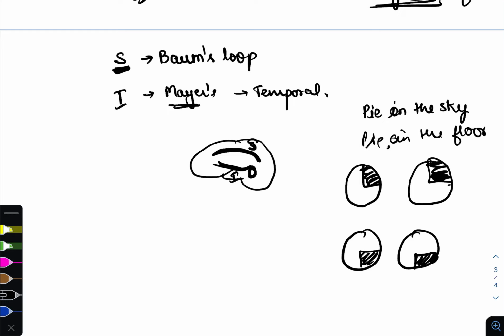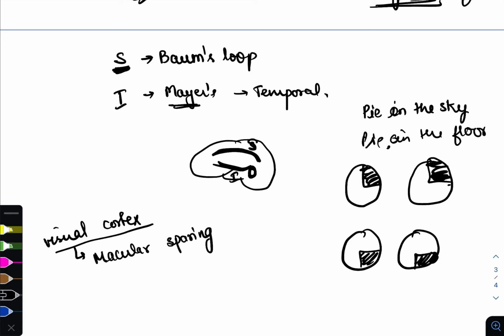And the last one includes the visual cortex area. If the visual cortex area is involved, then we will see macular sparing, because the occipital area, which is known as the visual cortex area, is supplied by two arteries, the middle cerebral artery and the posterior cerebral artery. So that's why we will see the sparing defect like this one, macular sparing.